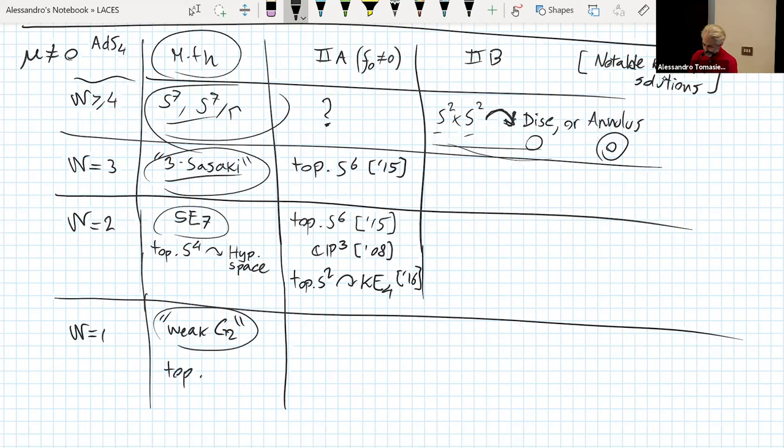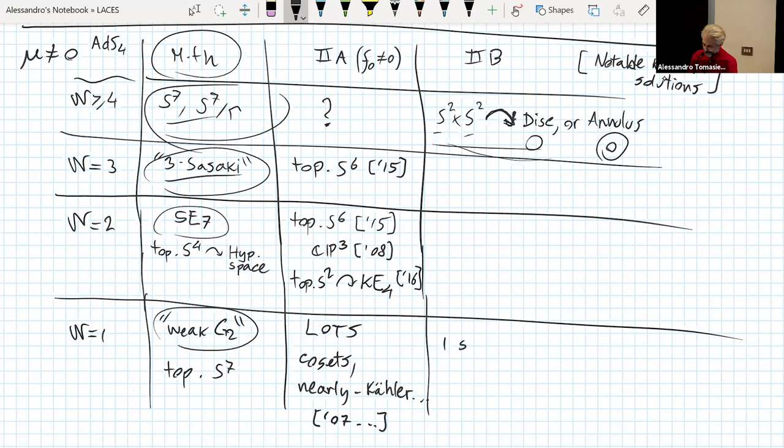Then there are a bunch of solutions which have the topology of a 7-sphere. And here, lots of solutions. So you can find cosets, nearly Kähler manifolds. And these are more or less found from 2007 onwards. And here, there's one solution. Found this year.